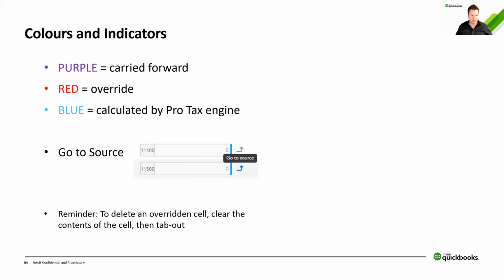Something else to note here, the go-to source. If you see an arrow that goes to the right and then points up, you can click that and that'll take you directly to where ProTax got the information for that cell. So it's a really handy way of jumping to the cell that has the original data or the original information in it.